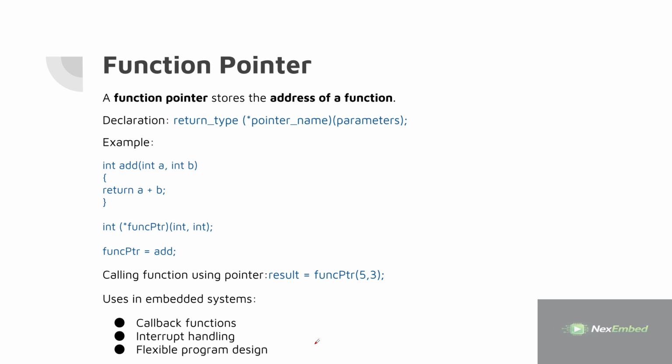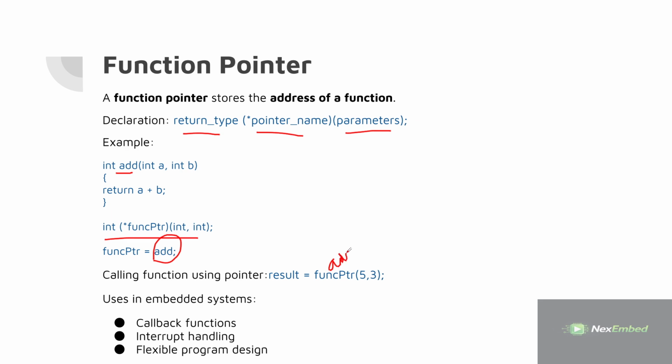The last one is function pointer. A function pointer is used to store the address of a function. This is the general declaration, with the return type, the function name, and the parameters which we pass as arguments. Here is a simple example. Here I have a function called int add. Then I declare a function pointer and assign the address of my add function to the function pointer.